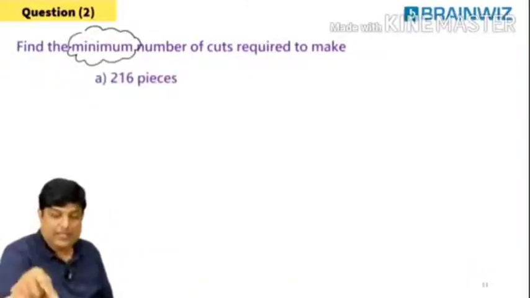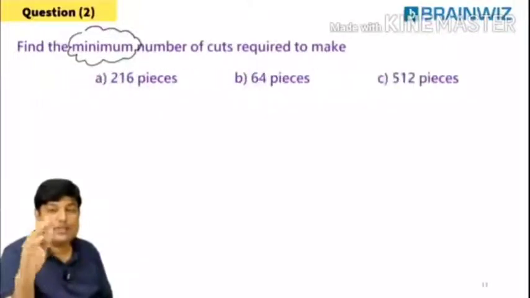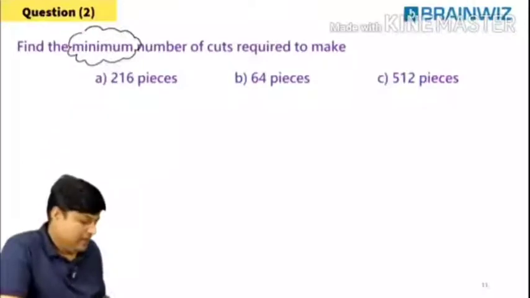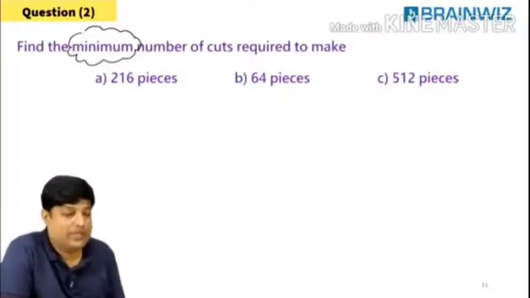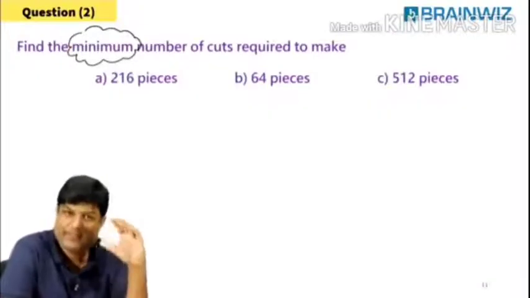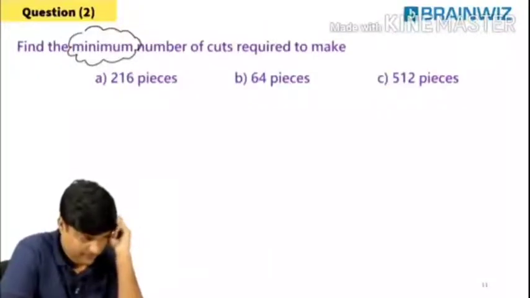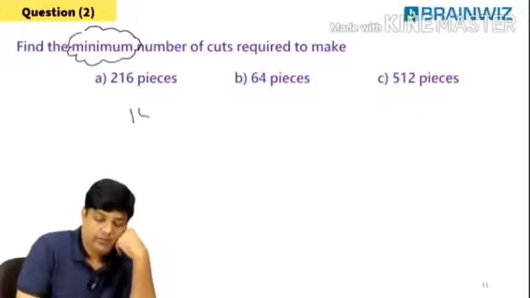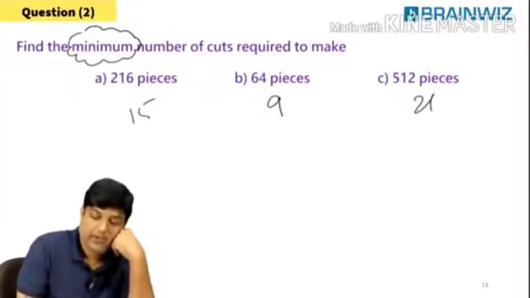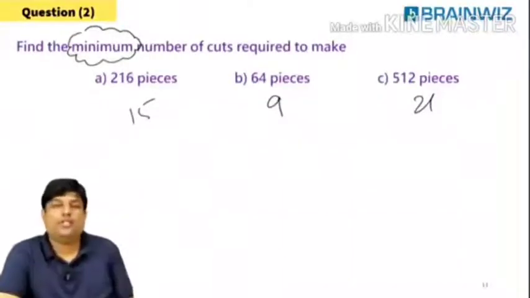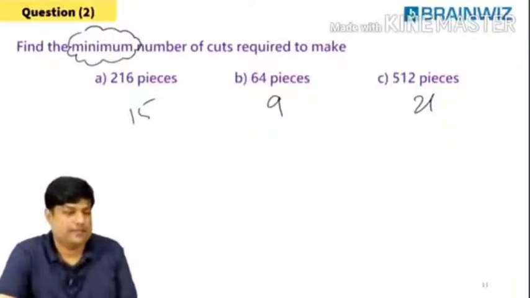Question number 1, question number 2, question number 3. Make it faster. चला भाऊ, जल्दी बोलो. It's not maximum pieces. Minimum how many cuts? Okay. Aniket saying 15, 9, 21. That's good. Are you sure it's 15, 9, 21? Yes.